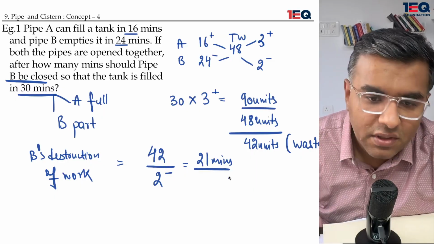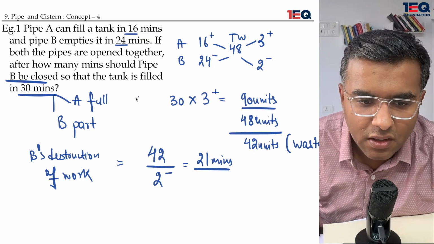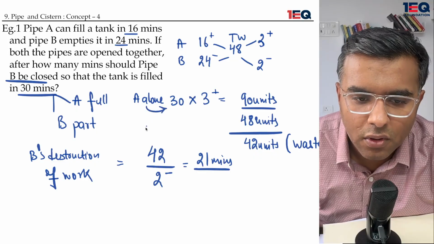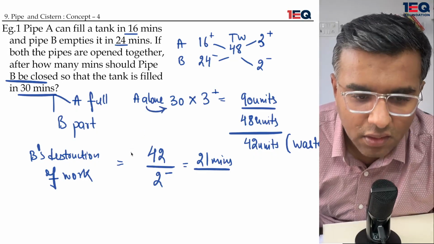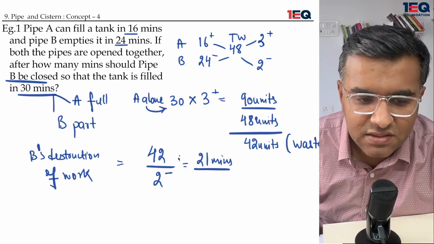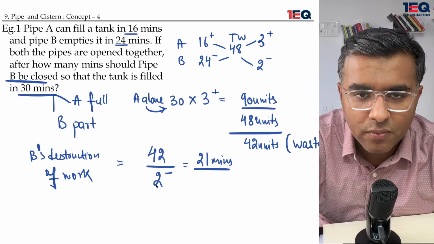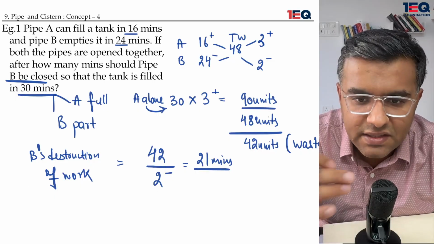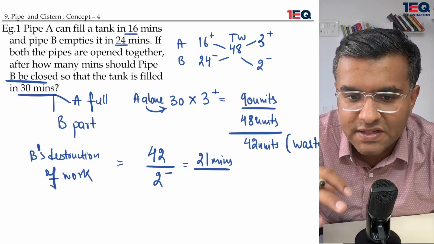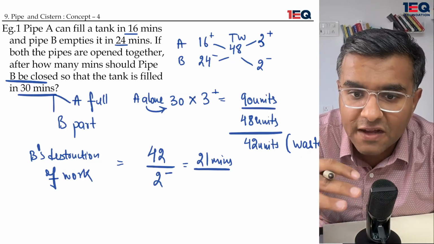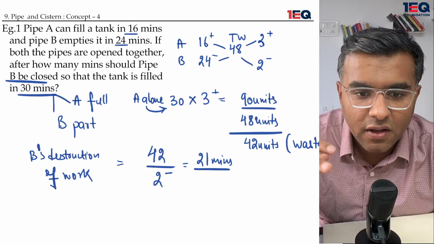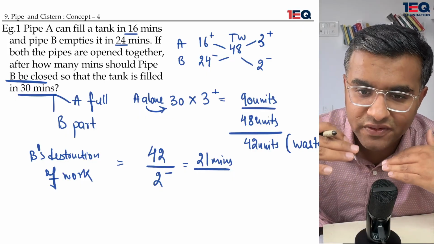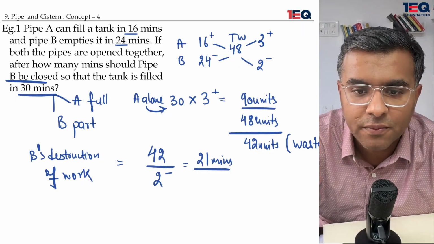This work was done by A alone, and this destruction was done by B alone. I understand that both of them were working simultaneously, but we have a position where we can separate both of their works. Moving on.